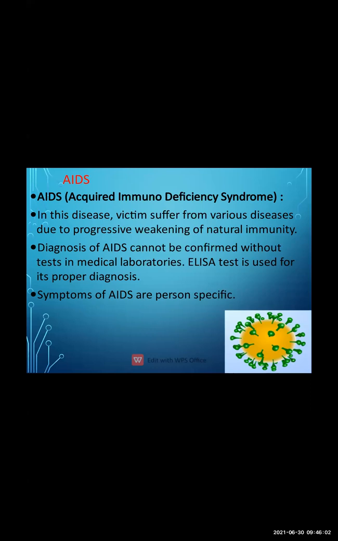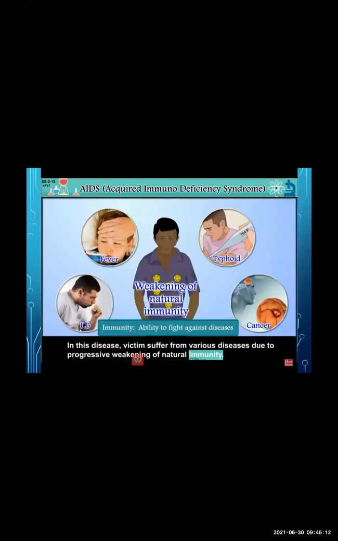Then ELISA is one of the tests to diagnose AIDS. Then the symptoms of AIDS are specific in the person. As I told you, the person is having weakening of the natural immunity, means his immunity power becomes less day by day, and he is suffering from many types of disease. Okay, immunity means ability to fight against the disease. So the person is inviting all the diseases towards it as the immunity power is decreased.